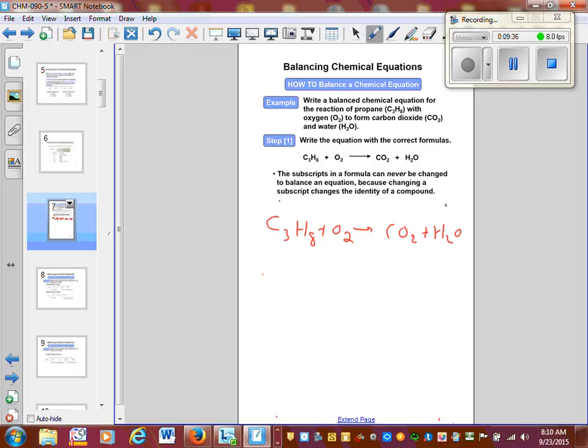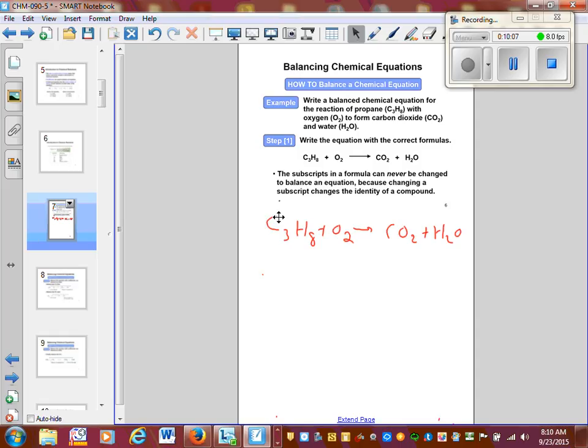My rule of thumb is I always leave hydrogen and oxygen to last. And if I have one of them by themselves, in this case oxygen, I leave that to the last of the last. That makes sense. So, what element will I start with? Which one's not hydrogen and which one's not oxygen? Carbon. So we start with carbon.